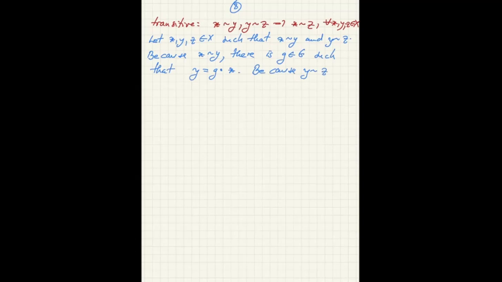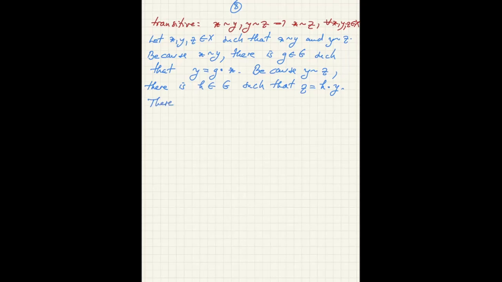Now, because Y is equivalent to Z, there is, let's say, h in G such that Z equals h acting on Y. Now, what do we want? We want Z to be something acting on X. So we start with this equation.